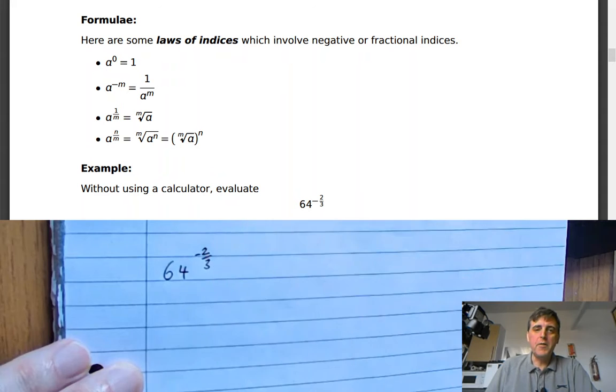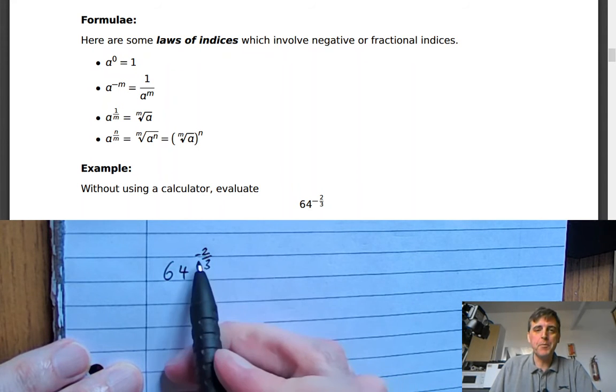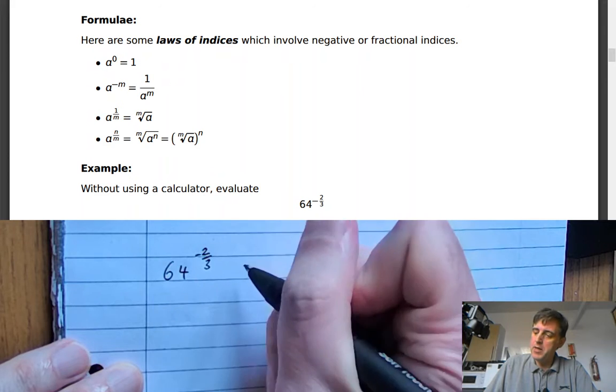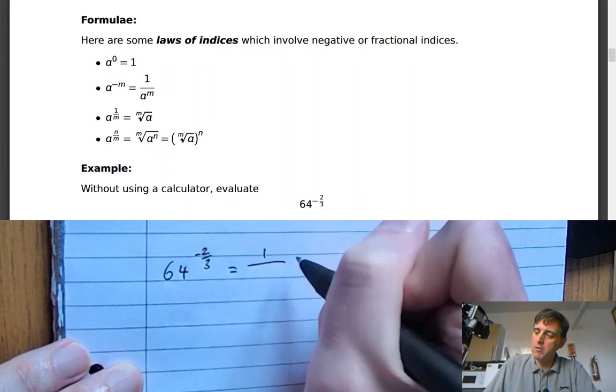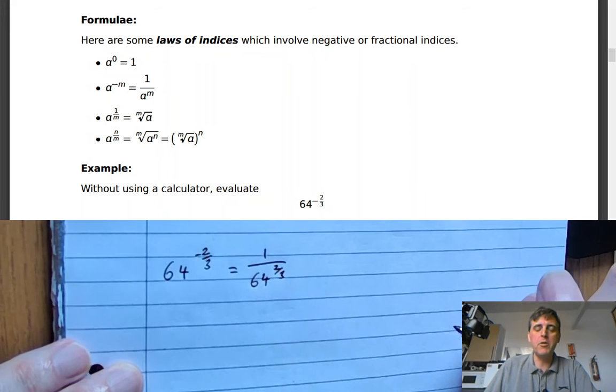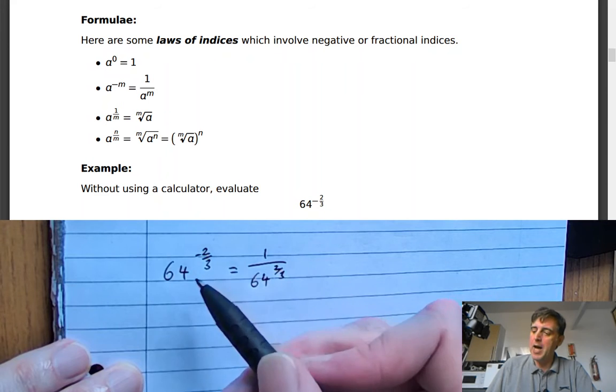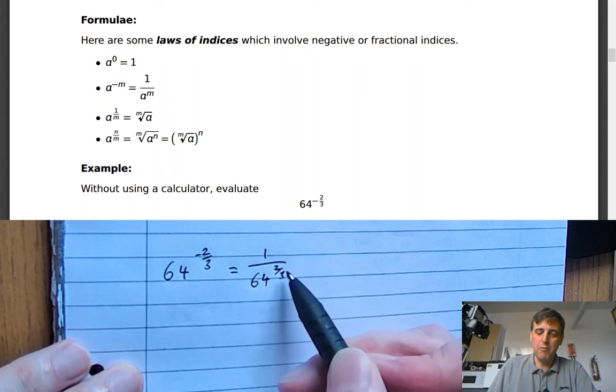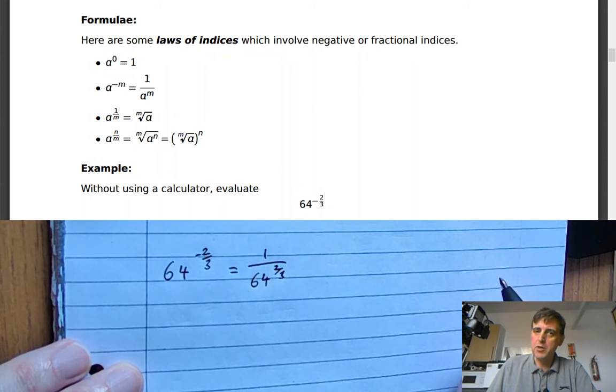Okay. So the first thing I'm going to look at when I start this question is this negative power, and that's going to tell me that I can write that as 1 over 64 to the power 2 over 3. So what I'm doing there is I'm using the second rule that you can see on the list at the top of the screen there, a to the minus m equals 1 over a to the m. Okay, so that's my first stage. I've dealt with the negative power. I still have this power 2 over 3 here that I'm going to deal with. So what can I do with that?